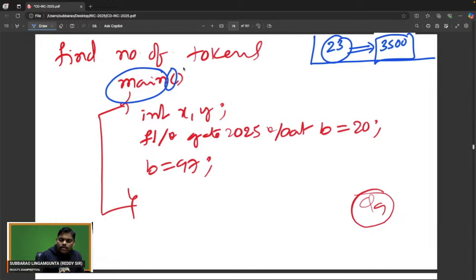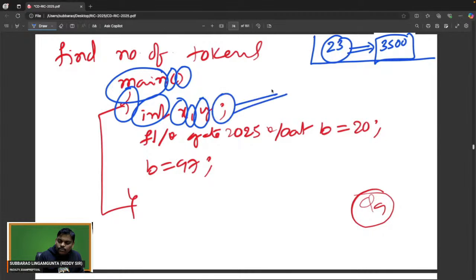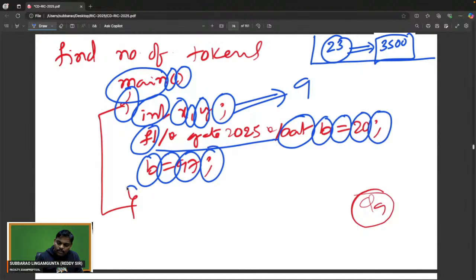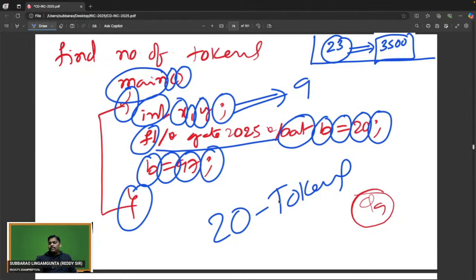1, 2, 3, 4, 5, 6, 7, 8, 9, till now 9. 10, 11. Remember, here gap will come. Here gap, don't count. 9, 10, 11, 12, 13, 14, 15, 16, 17, 18, 19, 20. 20 tokens. The purpose of this one is, see, comment. Comment is nothing but space.